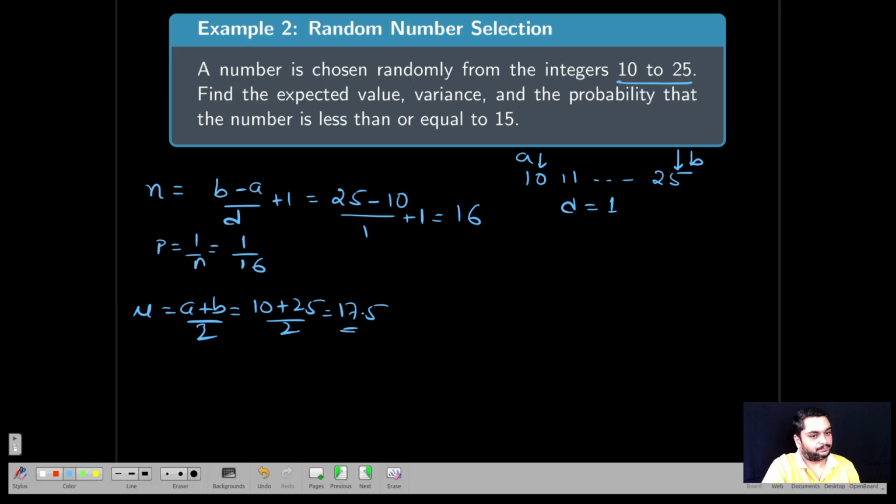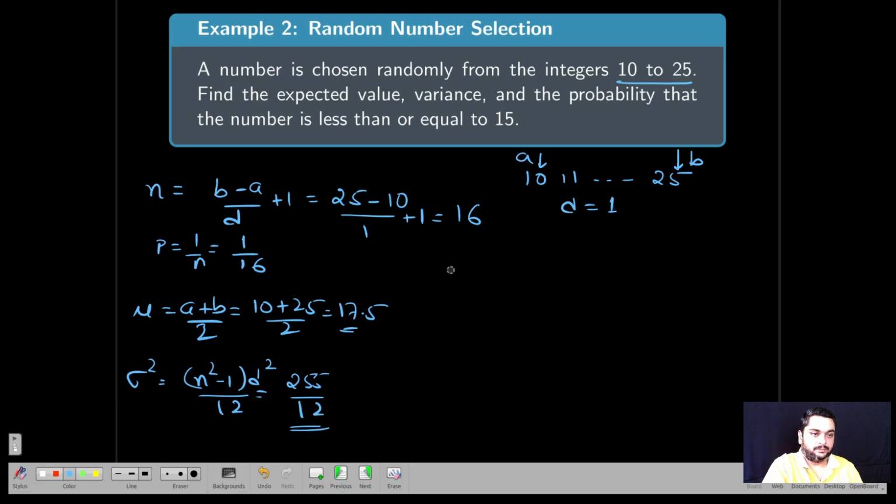17.5. Now variance is equal to (n square minus 1) times d square, divided by 12. What is n? 16 square. 16 square is 256, minus 1 is 255. d is 1. So 255 by 12.